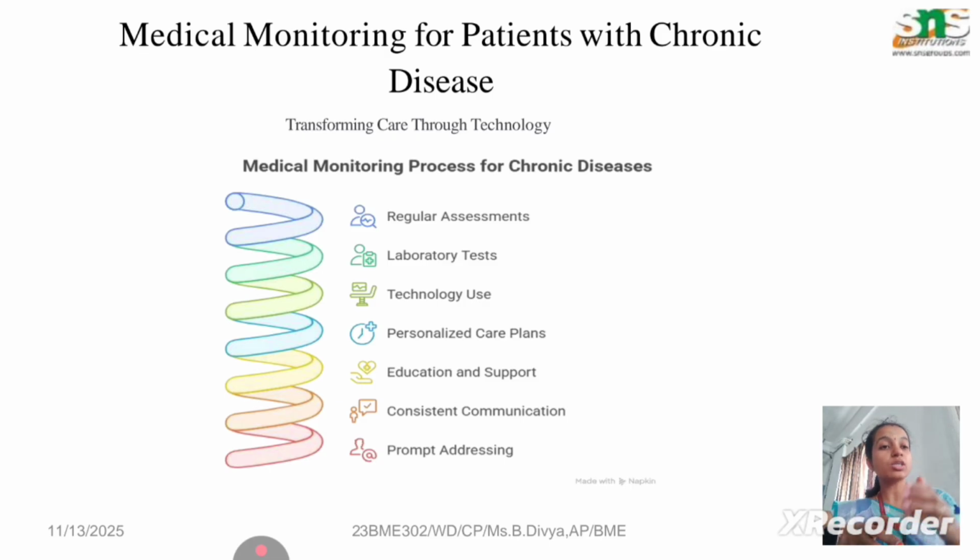And then education and support. Education to the patient on how it is to be used, and support is how the system gets supported to the patient. And next is consistent communication: frequent communication to the patient along with the device, and the prompt addressing: how the prompt is specifically given to do a specific task and how it is addressed. These are the steps to be taken in the medical monitoring system.